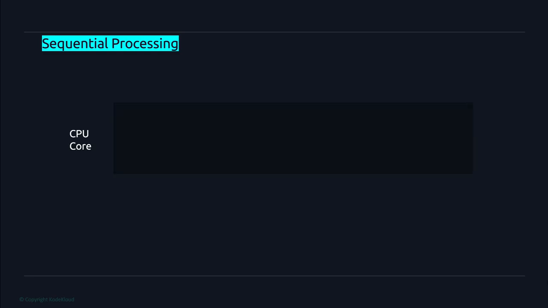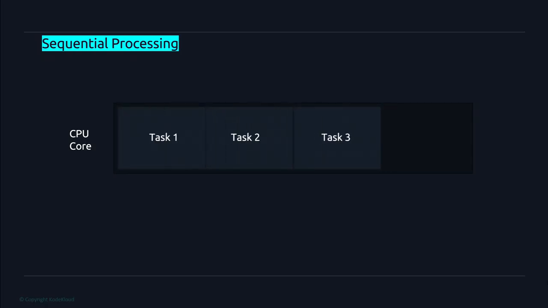In sequential programming, the commands or instructions are executed one after another in a linear fashion. This means that the next command or instruction cannot be executed until the previous command is entirely completed.